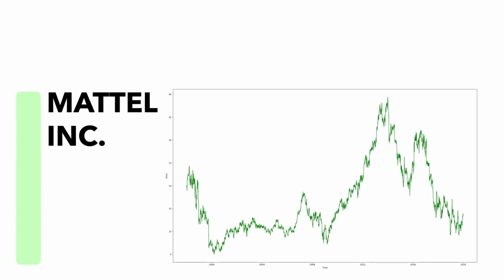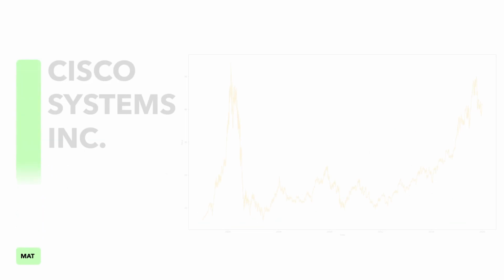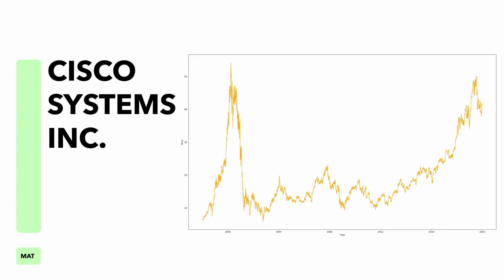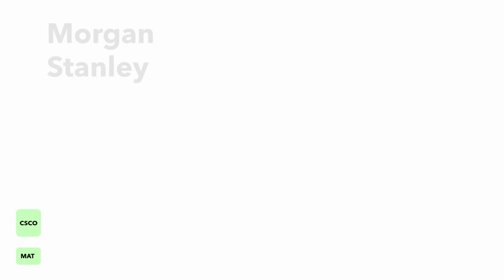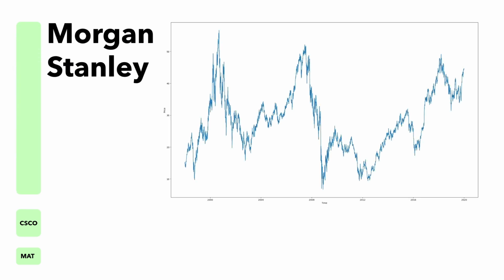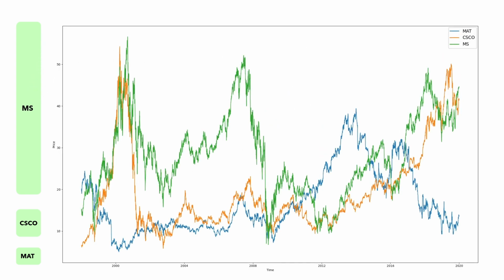Mattel Incorporated is an American multinational corporation that manufactures toys. This is the stock prices from the years of 1998 to 2020. This is the equivalent graph of Cisco Systems, another American corporation that specializes in digital communication. Finally, this is the stock price of Morgan Stanley, an investment bank. Collectively, these stock prices form a resultant graph that is unsurprisingly complicated.